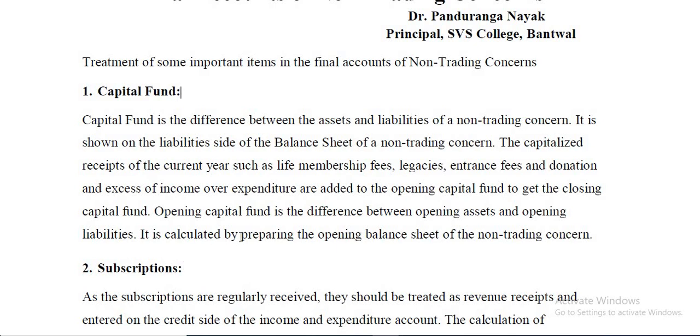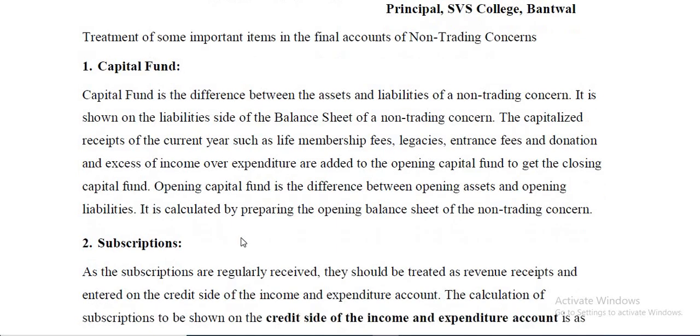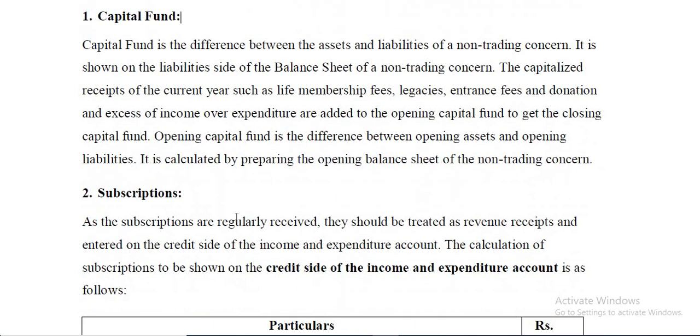And in the closing balance sheet, it is a starting point of capital fund. To that, all capitalized receipts are added. And if there is surplus, that's also added. If there is deficit, then it is deducted.